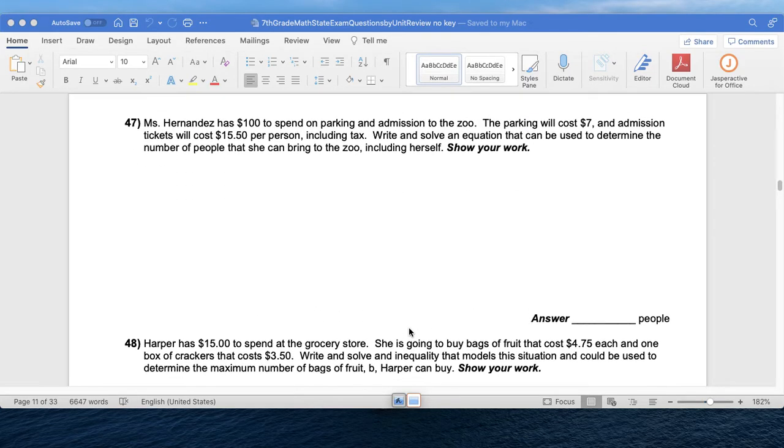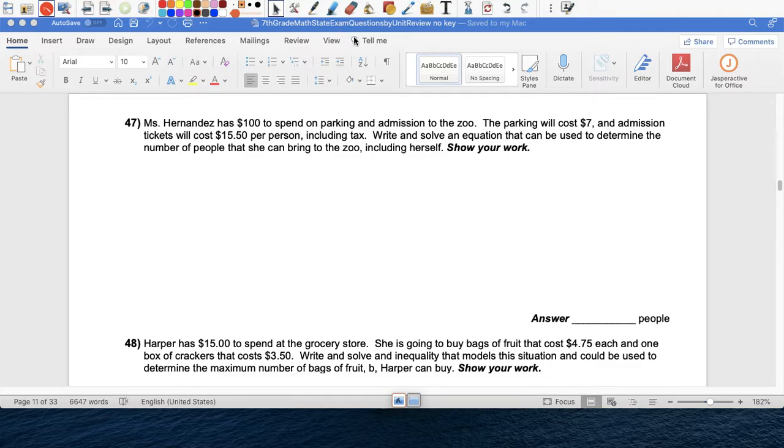47. Okay, this one has $100 spent on parking and admission to the zoo. Parking will cost $7. Admission is $15.50. We need another equation that uses the number of people to bring to the zoo. Well, we'll practice. So 100 is our total. We need to pay $7 for parking, right? That's guaranteed. And then the other thing is that we're going to pay $15.50 times the number of people.